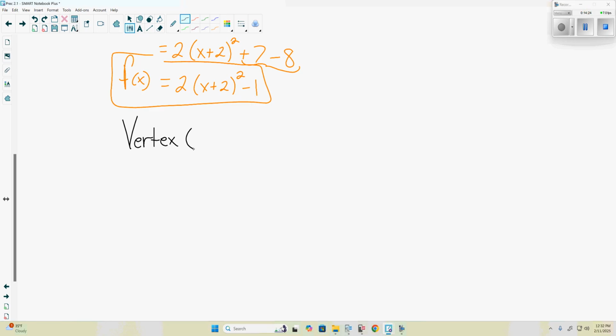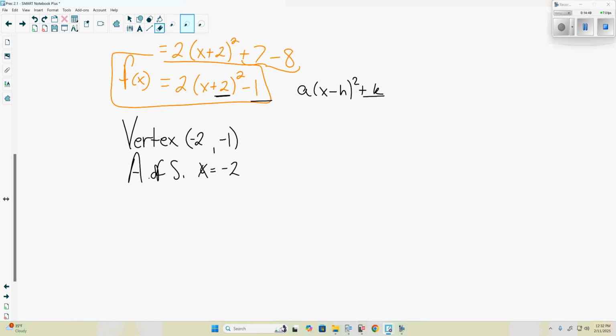Now it does give us some helpful information. Like it will tell us the vertex. The vertex is h comma k. Now the k lines up nicely, negative 1. The h is inside. Since it's positive inside, it's going to come out negative. Our axis of symmetry, x is equal to h. So in this case here, x is equal to negative 2.